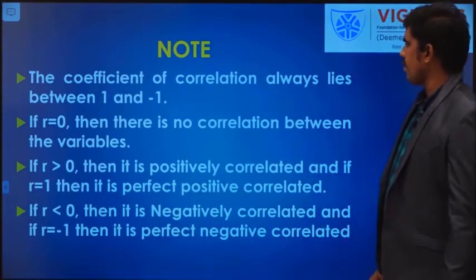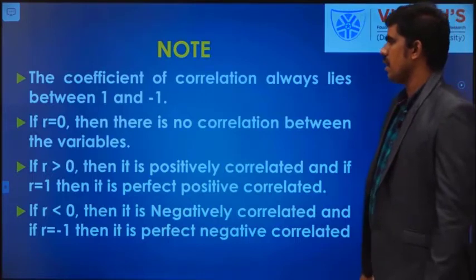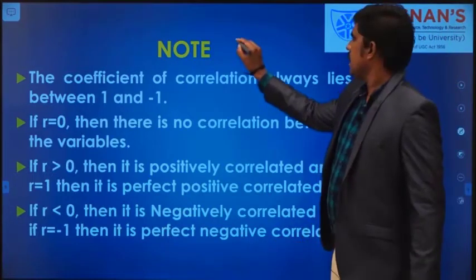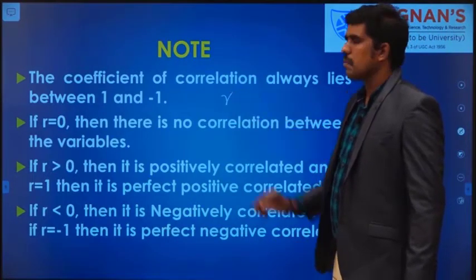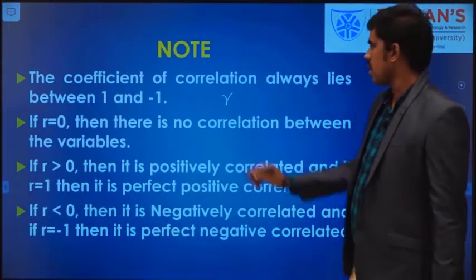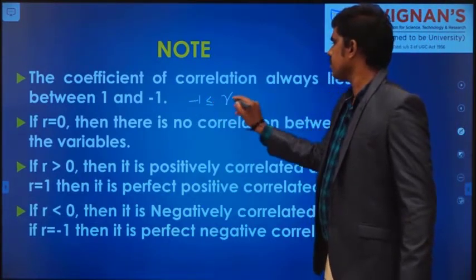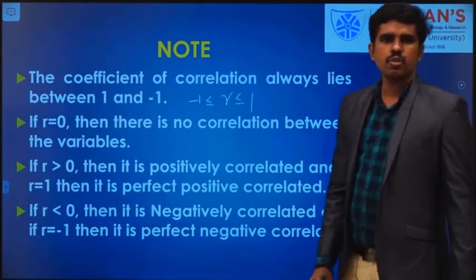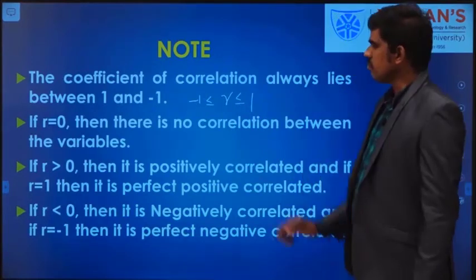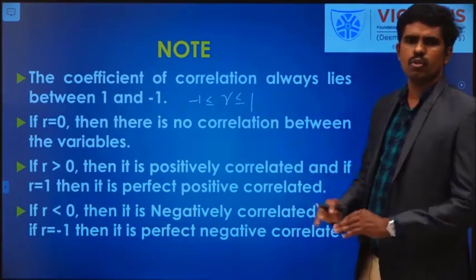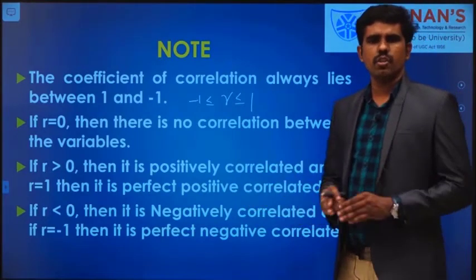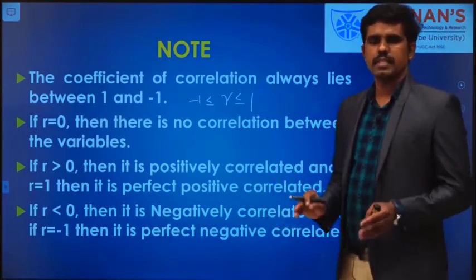First, notice the coefficient of correlation always lies between 1 and -1. That I told you. My correlation coefficient, normally I denote it as R. This lies between -1 to +1, that you know. If R is equal to 0, there is no relation, right? If R is equal to 0, there is no relation between X and Y.